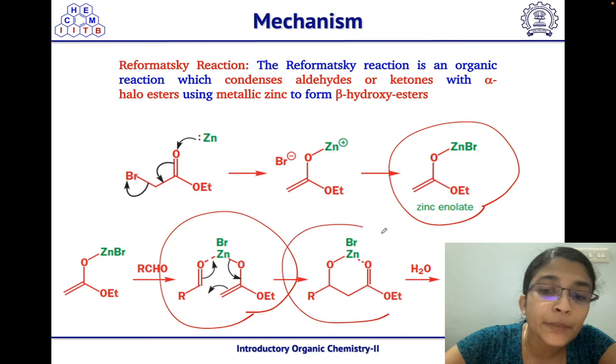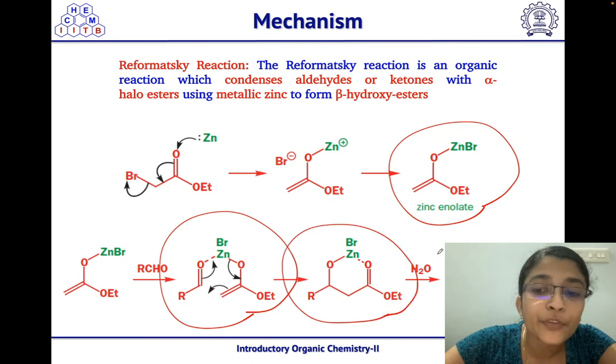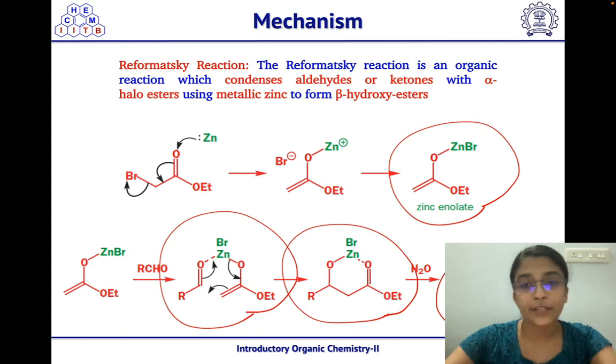So we will get an intermediate like this, and upon workup it will lead to formation of a beta hydroxy ester. Beta hydroxy ester means that here this is the alpha position and this is the beta position with respect to this ester group. So a beta hydroxy ester will be formed.